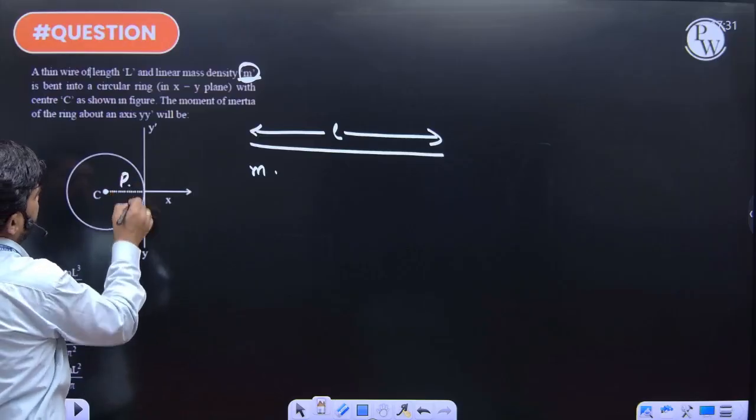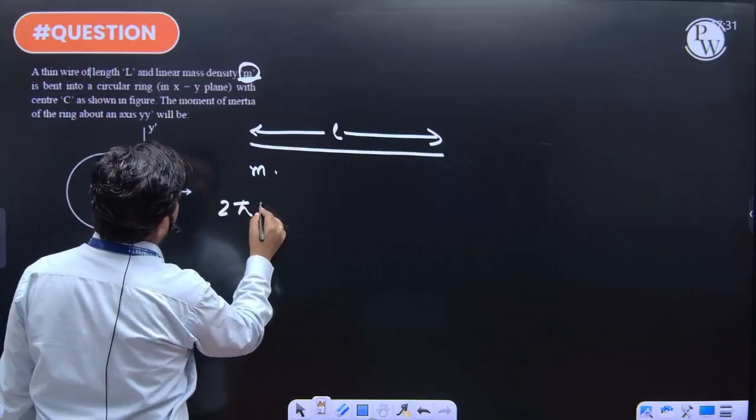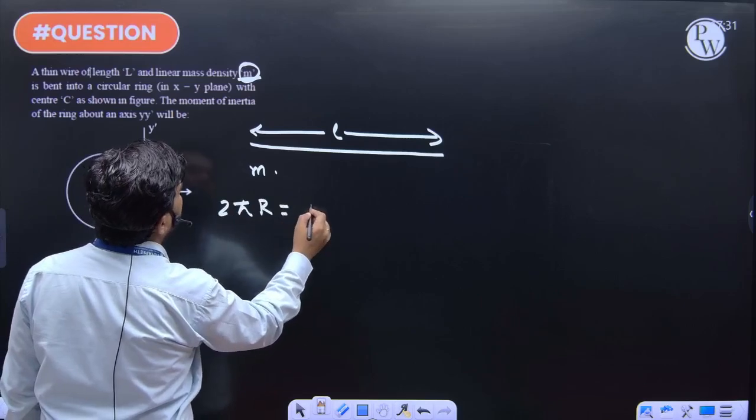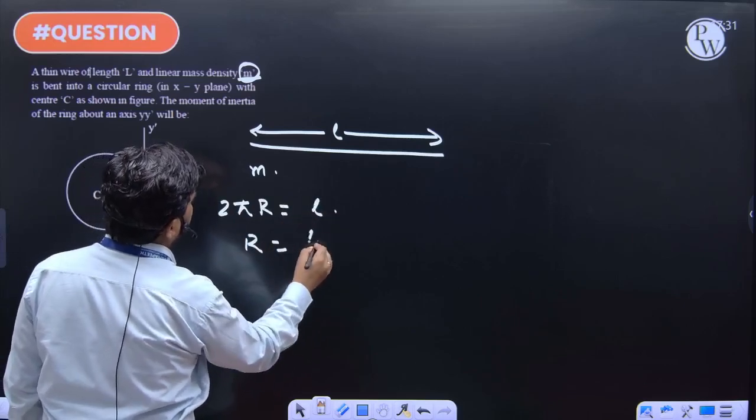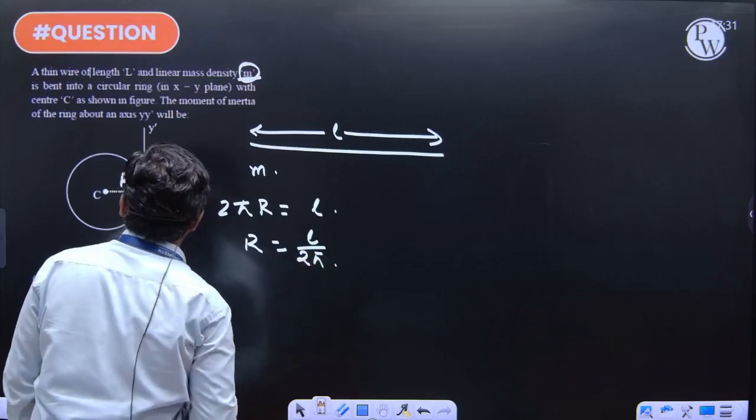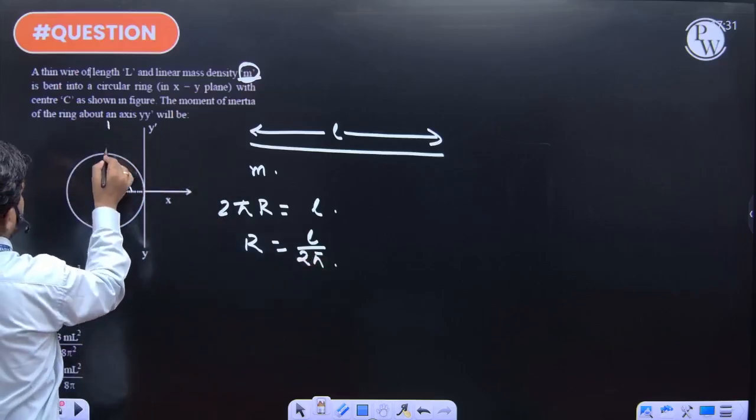First one, we need to calculate its radius. Can I say 2 pi r is equal to L? So what is the value of r? L by 2 pi. Okay, fine. What is the moment of inertia about this axis?